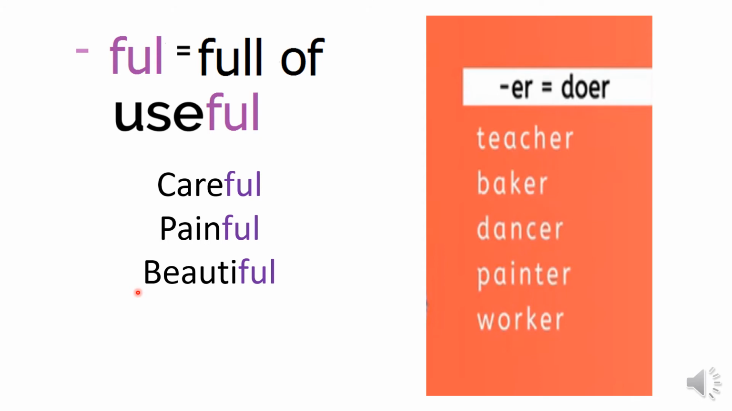Examples of the suffix er, like doer, the one who does. Teacher, the one who teaches. Baker, the one who bakes. Dancer, the one who dances. Painter, the one who paints. And worker, the one who works.